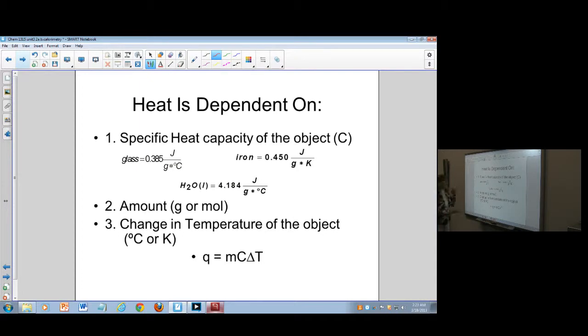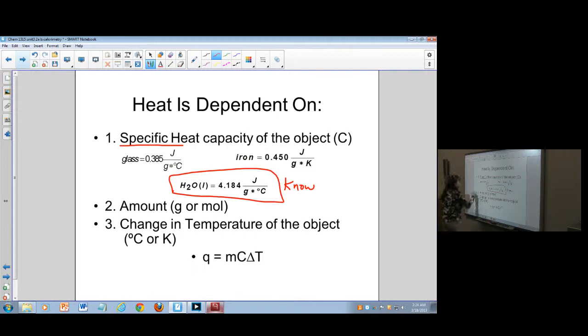So heat depends on basically three things. First, the specific heat capacity of some object, which we can find in the CRC. Here are some examples. Glass has a specific heat capacity of 0.385 joules per gram per degree Celsius. Iron has one, copper has one. Almost everything has been measured in some manner. The one you need to know, which I won't give you if you come across it, is the specific heat capacity of liquid water: 4.184 joules per gram per degree Celsius.